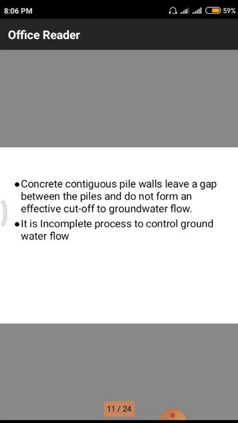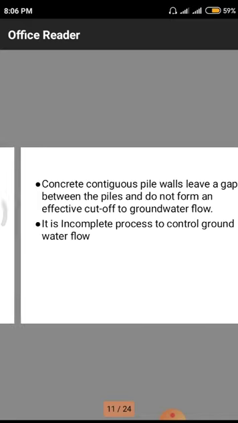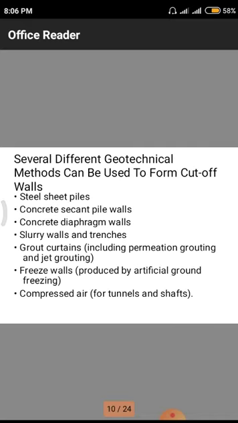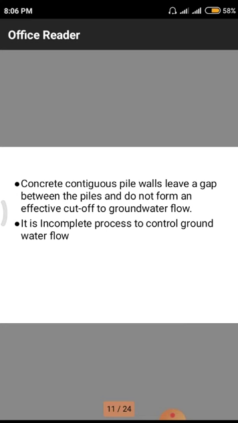That means whenever we are using all the previous methods, the different 6 to 8 methods, we have to use these methods in a strict manner. Otherwise, if there is a small leakage, that small leakage also leads to a huge collection of groundwater in the soil. So the point he makes is that it is an incomplete process to control the groundwater flow whenever we have a small quantity of leakage.